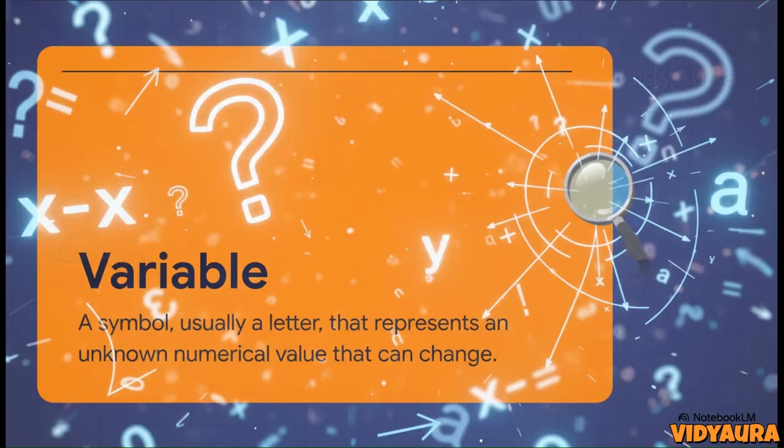First up is the variable. This is probably the most famous part of algebra. It's just a letter, like X, Y, or whatever, that's acting as a placeholder for a number we don't know yet. And it's called a variable because its value can vary depending on the problem.